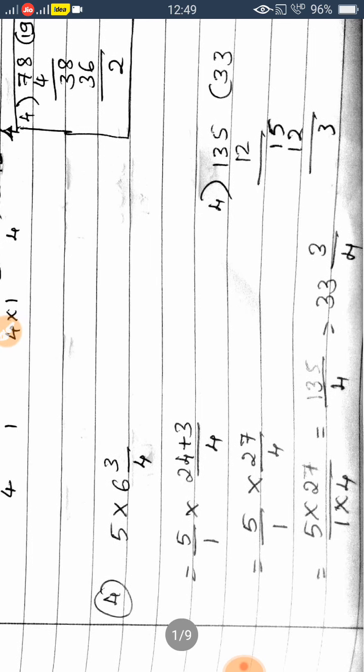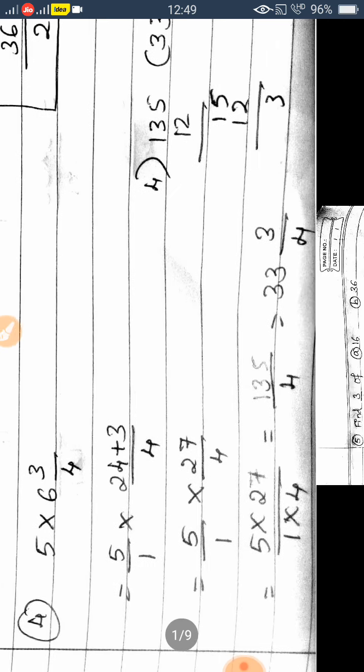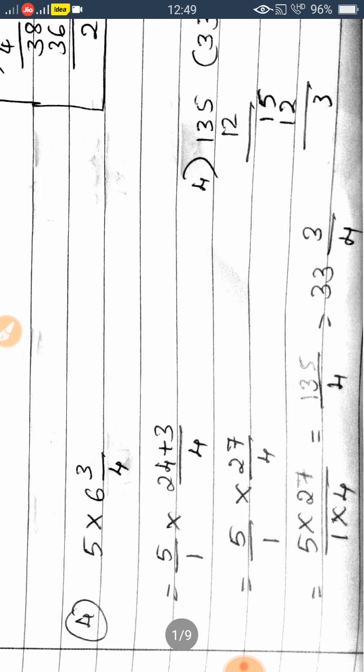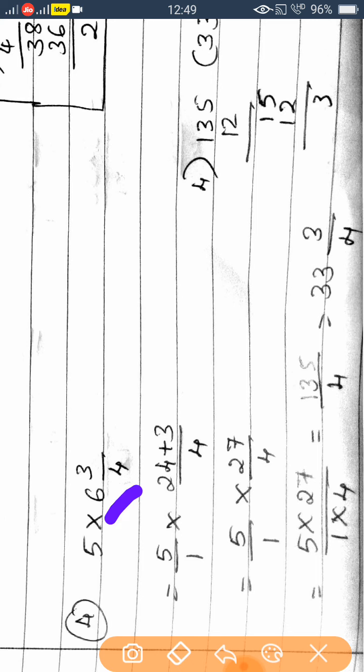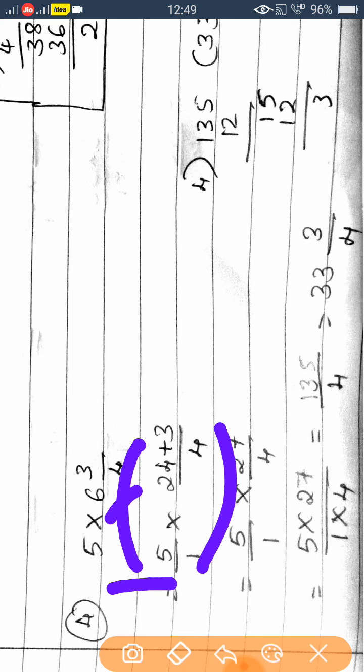Then go for the fourth question. Fourth one, 5 into 6 and 3 by 4. See here, 6 and 3 by 4 is a mixed fraction. Make it an improper fraction: 6 into 4 is 24, plus 3, divided by 4. And 5 I have written as 5 by 1, so that we can identify numerator to numerator, denominator to denominator.